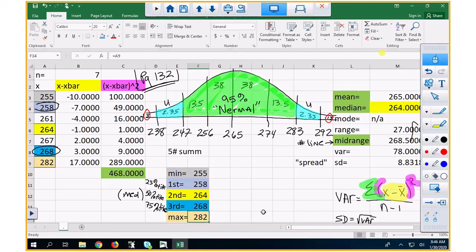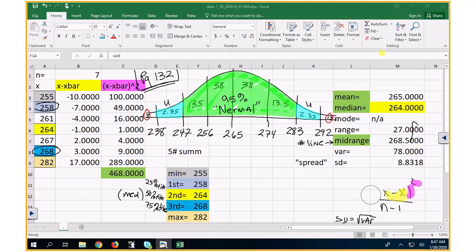There's your 5-number summary. Now what are you supposed to do with it? Draw a box plot. Okay, so we're going to draw a box plot. I'm going to erase the formulas here, so I'll have enough room. Now, how do you draw a box plot?